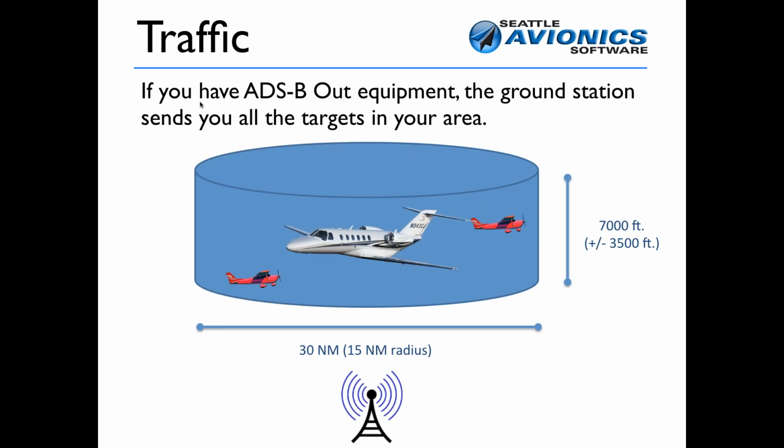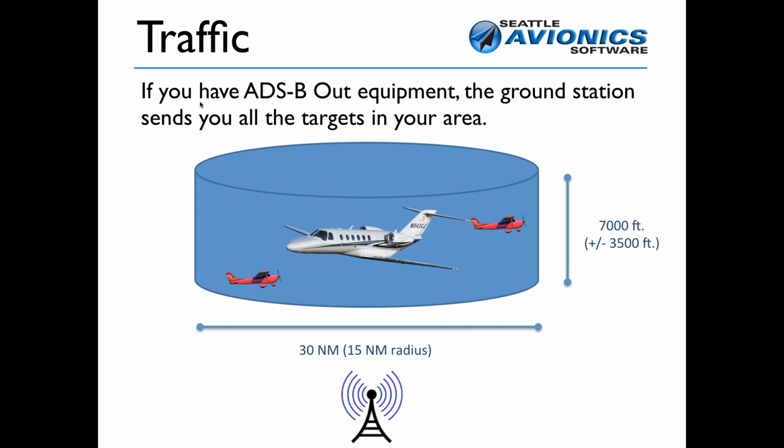Clarification on the way that traffic works on this. For many people, you've been flying for a long time, perhaps using an ADSB In receiver, but without ADSB Out. In that case, imagine that you're flying a little Cessna somewhere. Little Cessna, not the big Cessna in the middle. The big Cessna in the middle, the Citation jet, has ADSB Out.